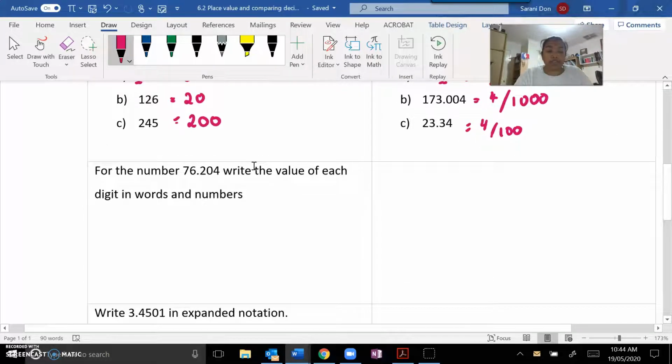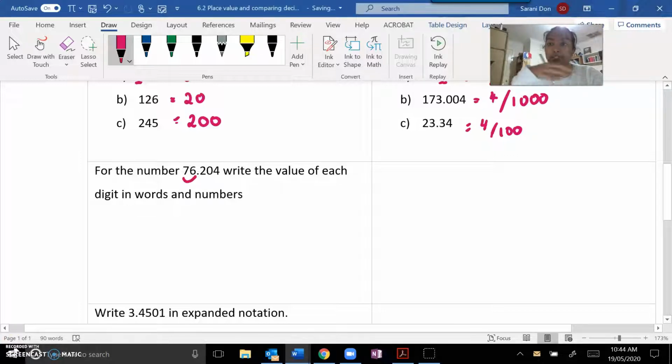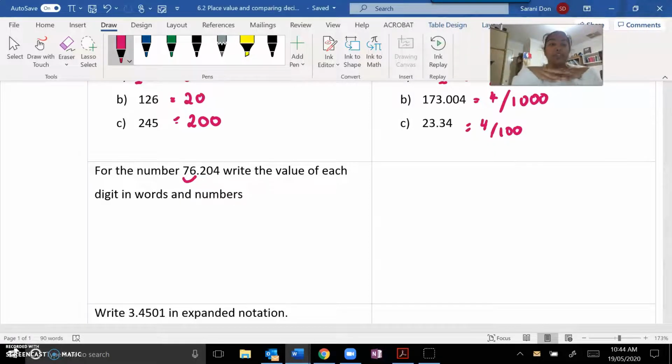For the number 76.204, for this particular number, write the value of each of the digits in words and numbers. All right, so you want to write it in words and numbers. Have a go. Okay, so for this one, what I want you guys to do is, that's 76.204. Also a way to say the numbers after the decimal: you don't say 204. You have to say each number individually, so 2, 0, 4.